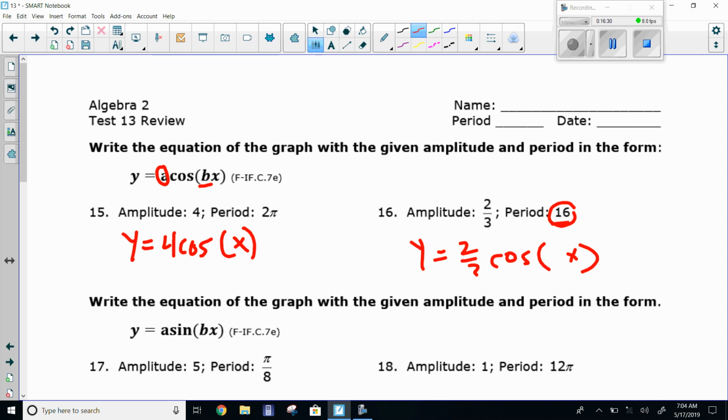So what we're going to do here is put the formula for the period, 2 pi over b, and set it equal to what the period is supposed to be. It's supposed to be 16. So all we do here is cross multiply. I put this over 1. I end up with 16b equals 2 pi. And so I just divide by 16. And that gives me pi over 8. So pi over 8 is what goes in here.